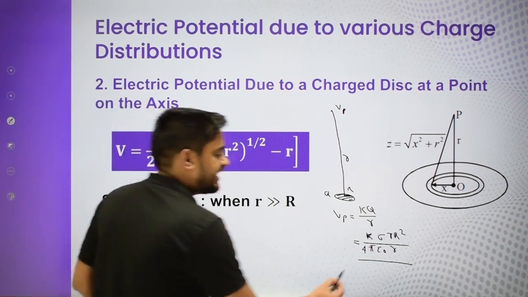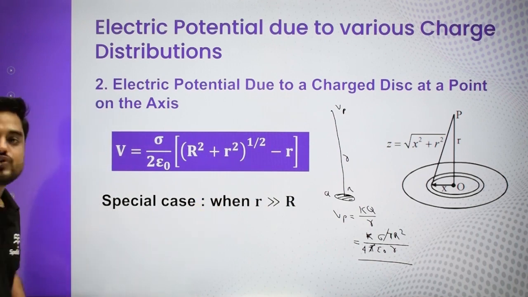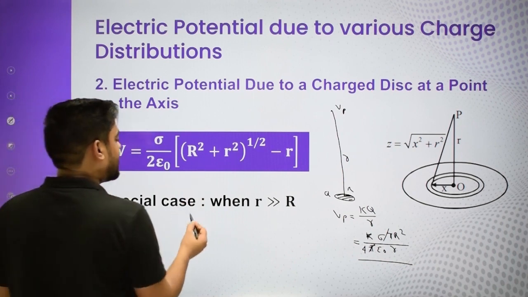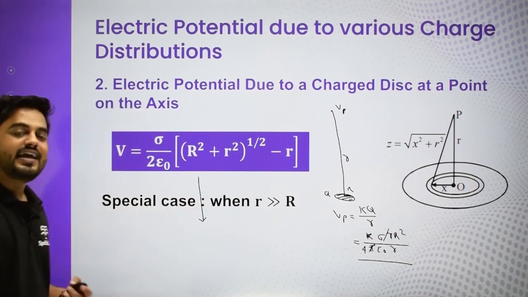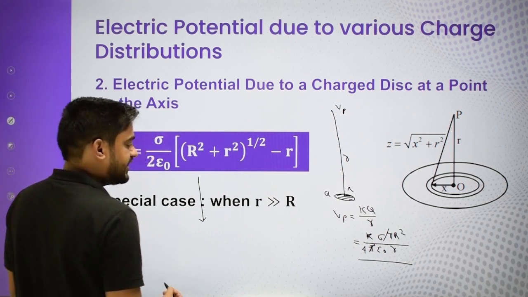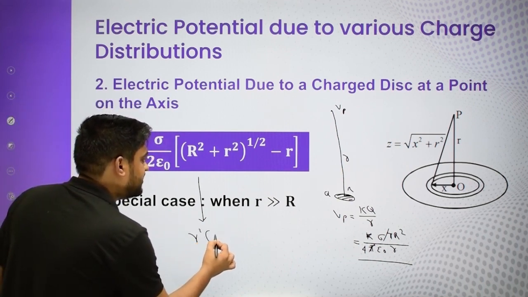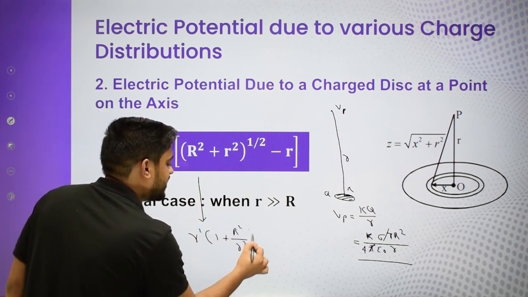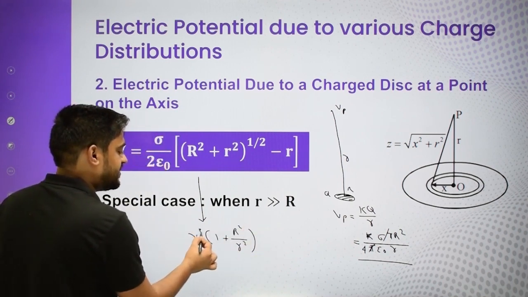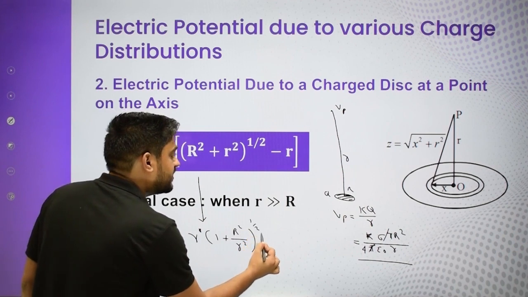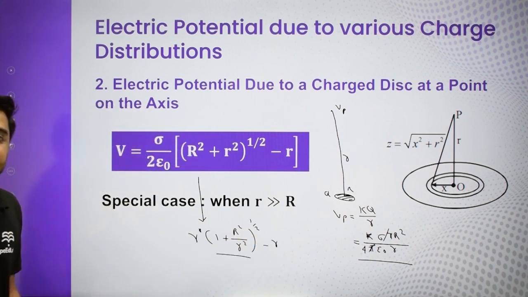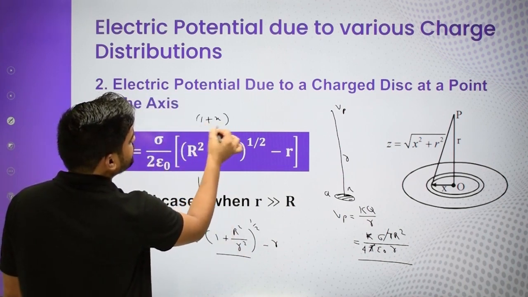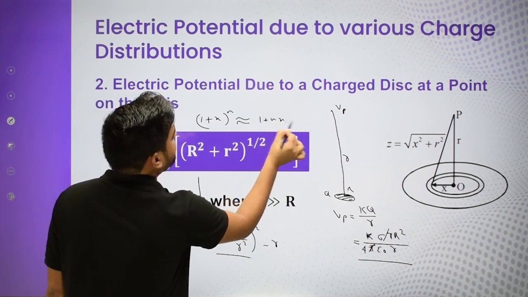So let us check, are we getting something like this from this formula? If we neglect this capital R, then what do we get? Here, in this bracket, take small r square common. Once you take small r square common, you are left with 1 plus R square by small r square, an entire thing raised to half, minus small r. For this bracket I can apply the binomial approximation, which says that (1 plus x) raised to the power n can be written as 1 plus nx, given that x is very small.